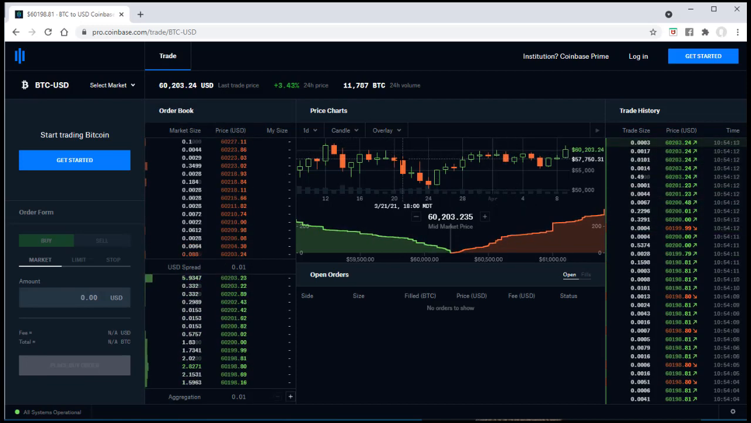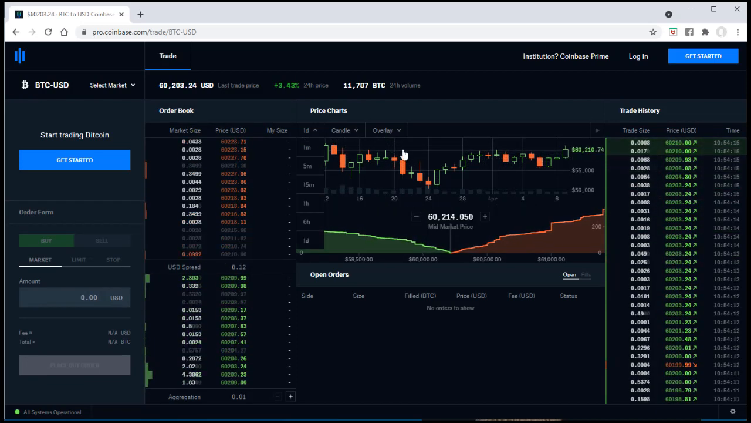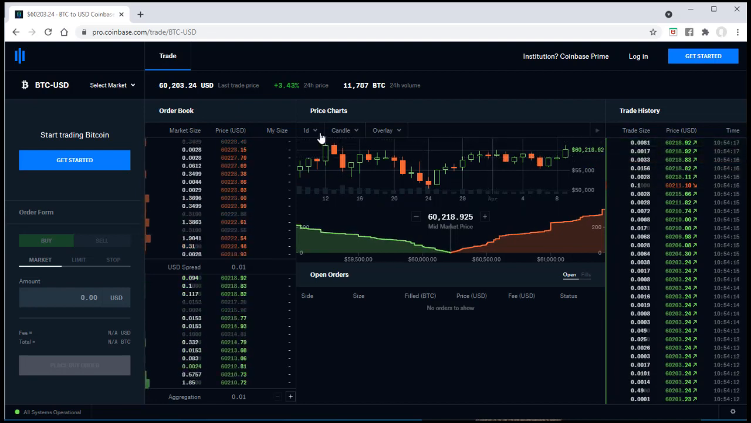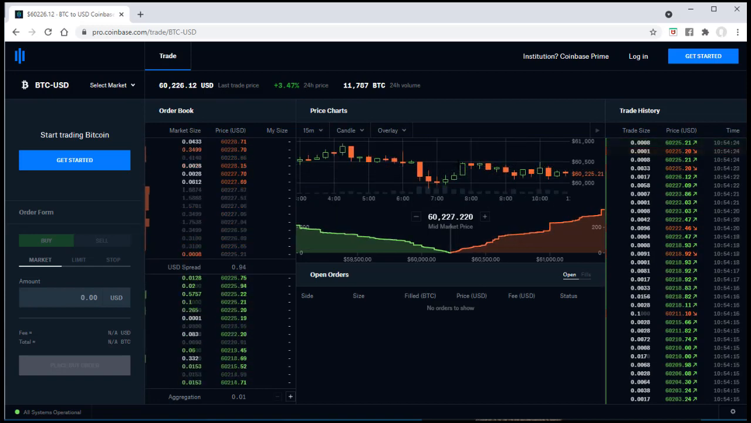Okay, so here with these streaming charts, we can see right here we're looking at the one-day chart for Bitcoin. I could look at 1 minute, 5 minutes, 15 minutes, 1 hour, 6 hours. Say I want to look at the 15-minute chart for Bitcoin. Here we go. And this is also going to show us the volume.